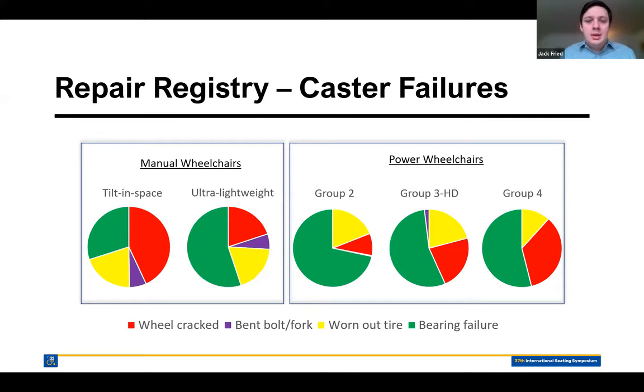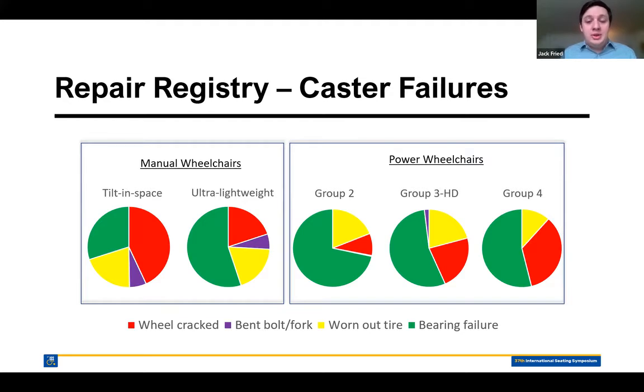And what we saw with the manual wheelchairs was that actually the Tilton space had double the amount of high-risk failures that the ultra lightweight experienced, which might be surprising to some people, based on use case and whatnot.